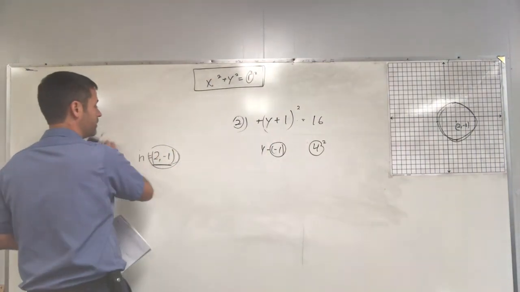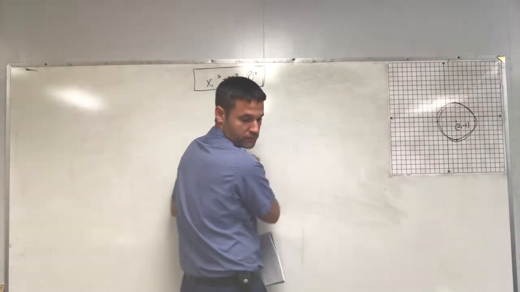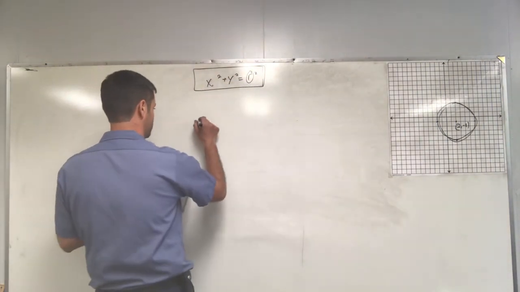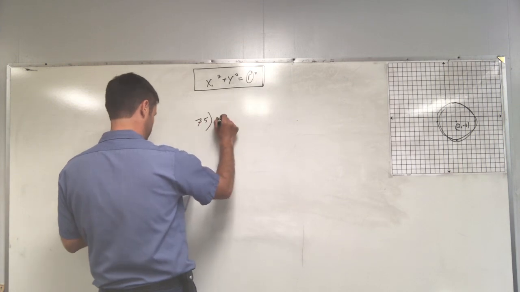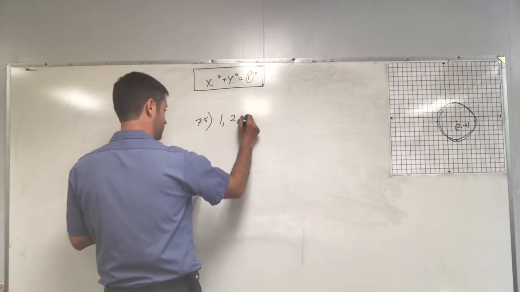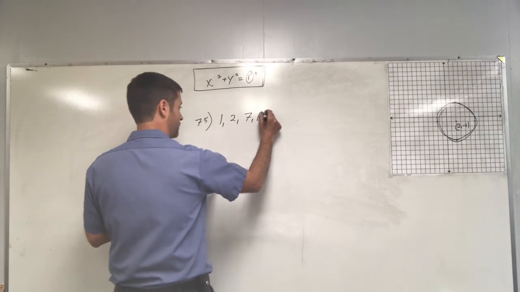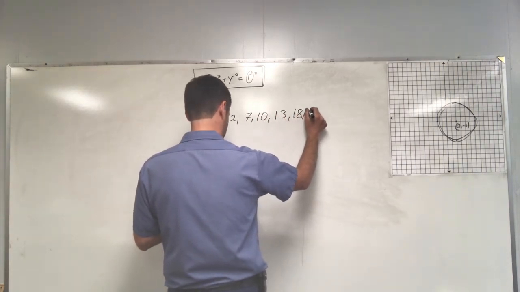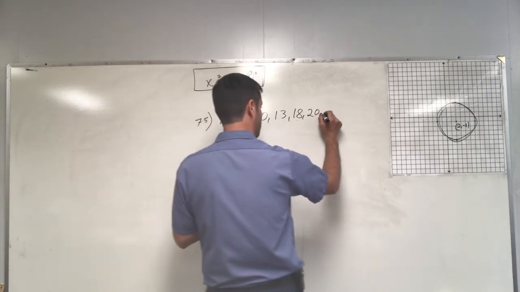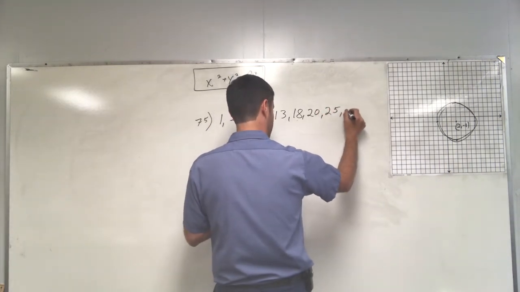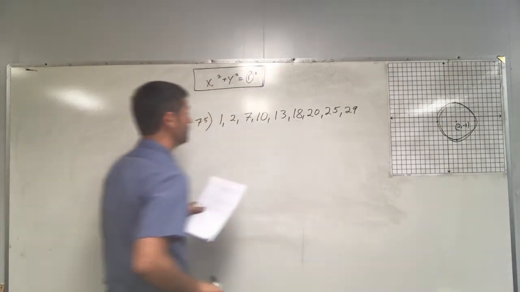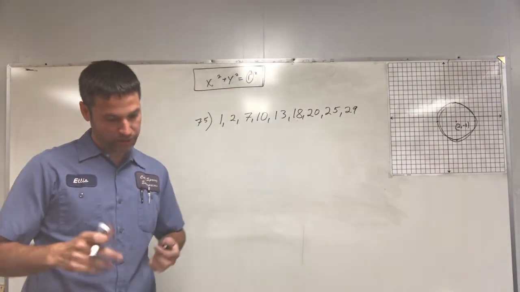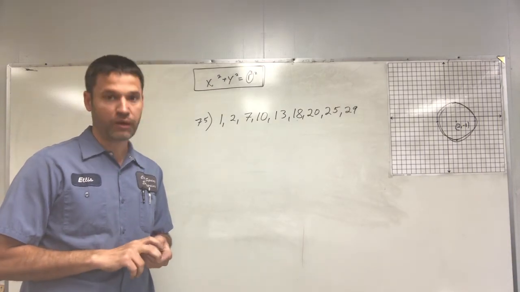Homework for Wednesday is just from lesson 75. Your homework for lesson 75 is 1, 2, 7, 10, 13, 18, 20, 25, and 29. Please do lesson 75's homework and have that done by Wednesday. Thank you.